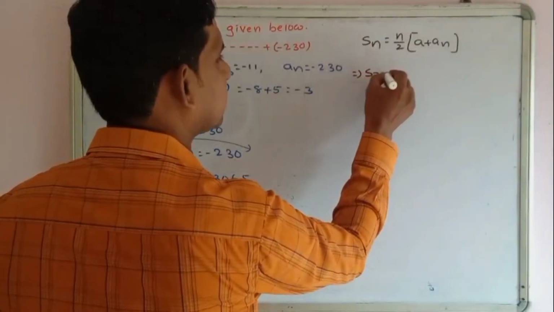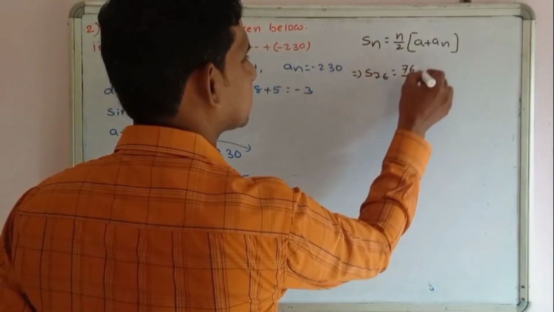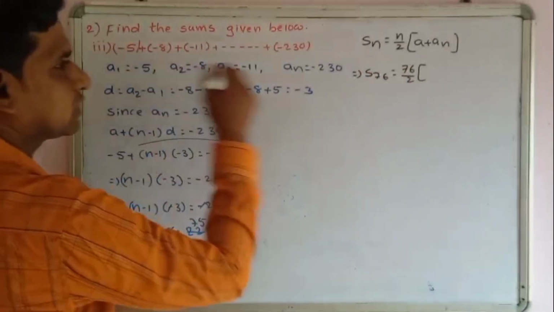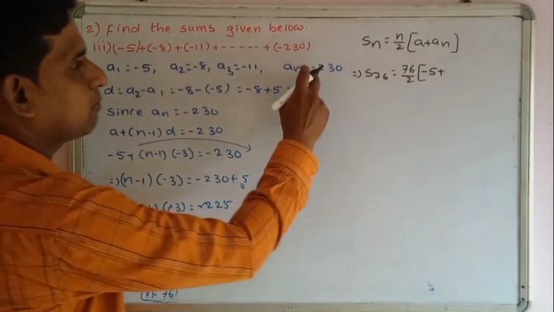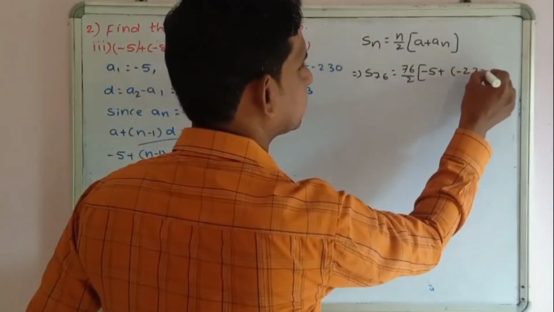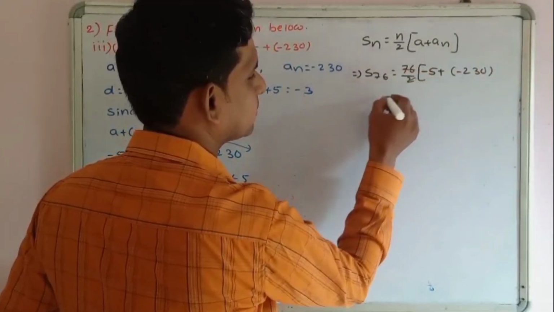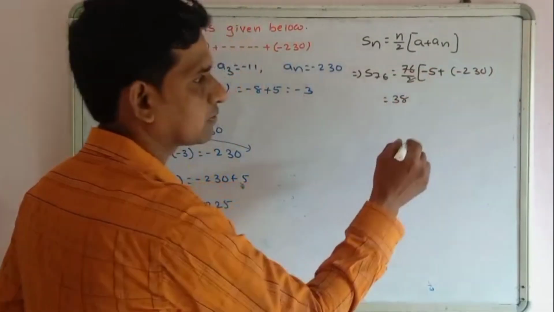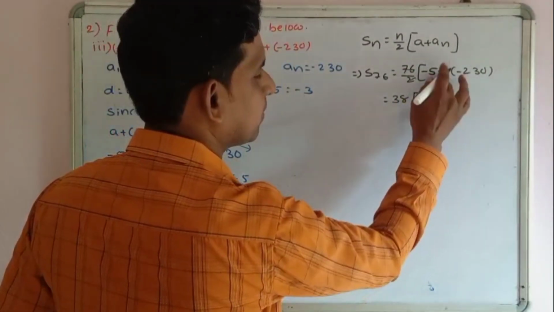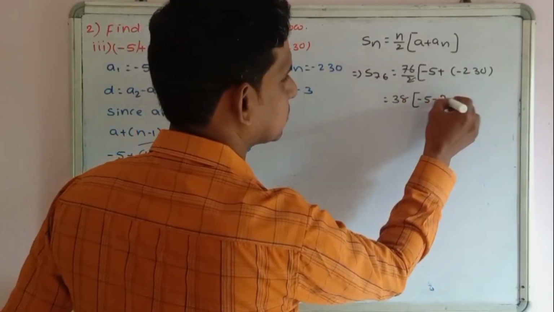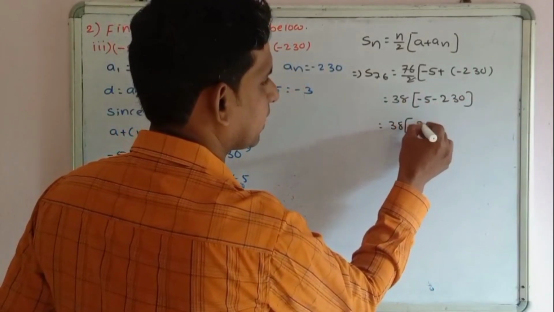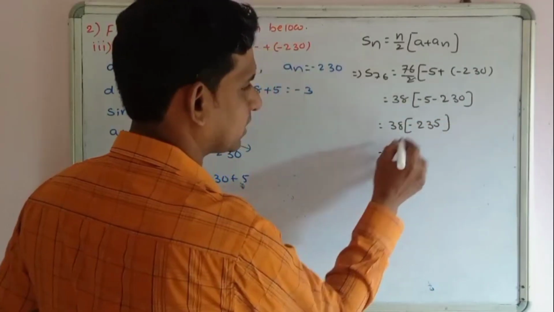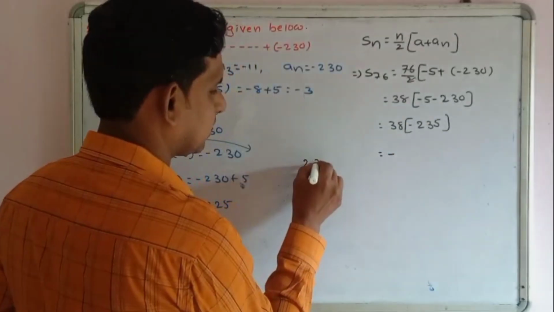76 terms. So S76 equals 76 by 2 into (a value minus 5 plus an value minus 230). So 2 how many times? 2 3s are 6, 2 8s are 16. So minus 5 plus minus is minus, so 235. So 38 into minus 235. Now do the multiplication, with the minus sign.